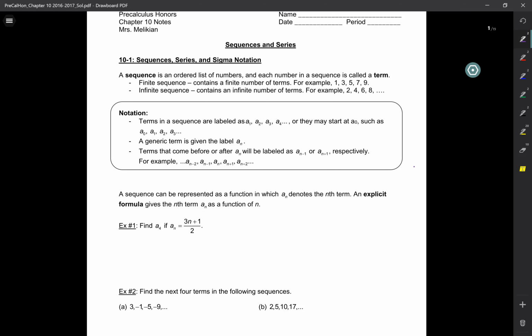Hi everyone, today you're going to be starting chapter 10. It's on sequences and series. This first lesson is just an introduction, and in the next lessons we'll get into more specifics.